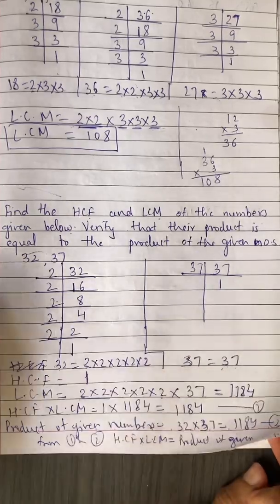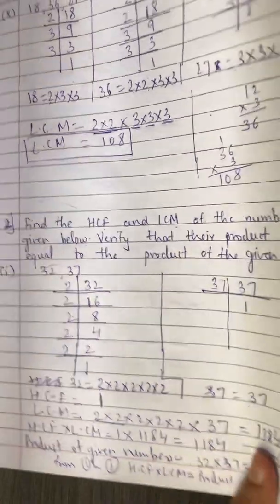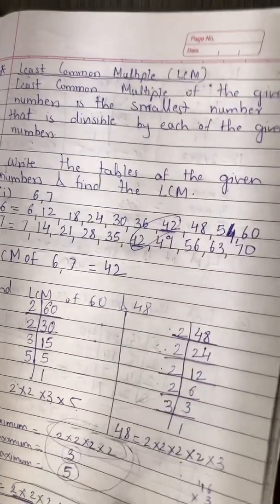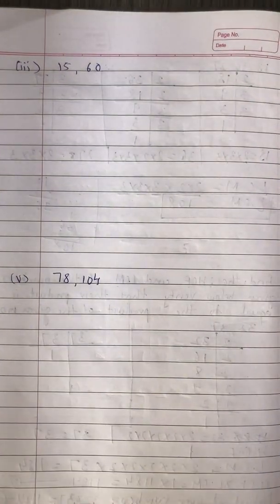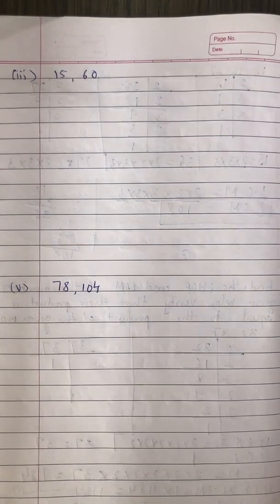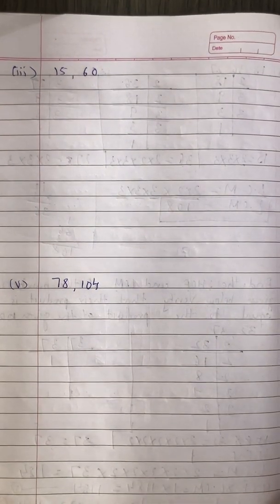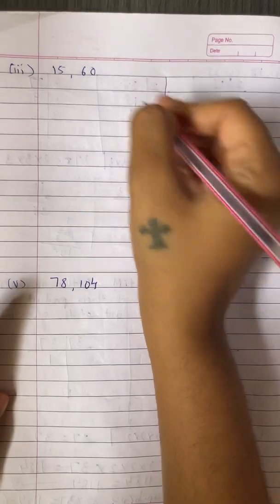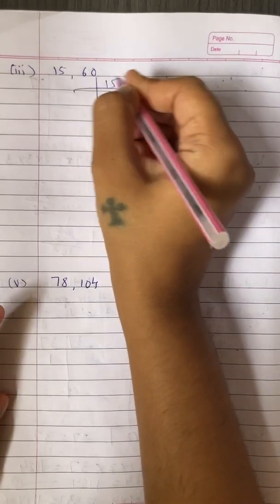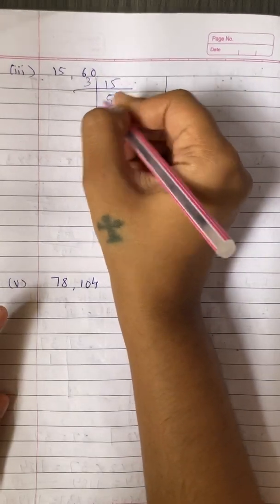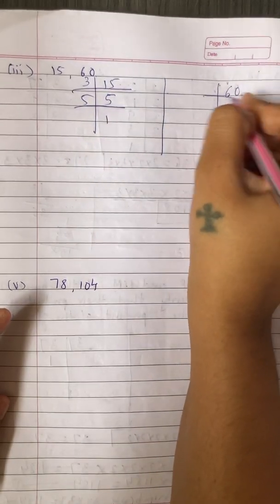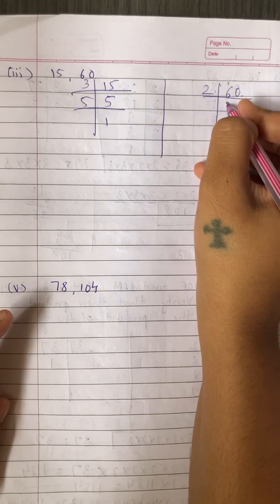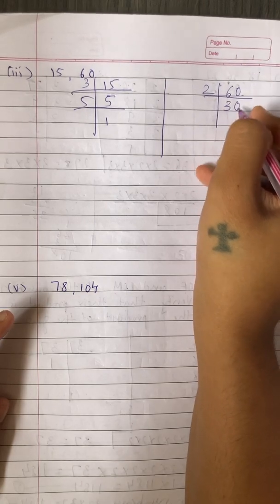The way we have found out, in a similar manner you have to find out over here also. So the next question is similar. It is 15, 60. So I'll find out factors of 15. 15 comes in 3's table, 3 5s are 15 and 5 1s are 5, and 60 will come in 2's table. So 2 3s are 6 and 0 as it is down.